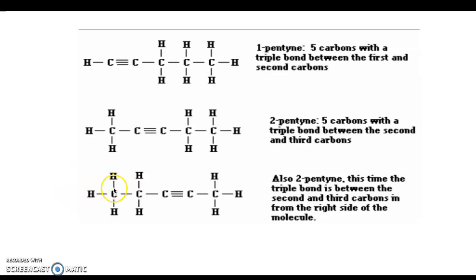If we look down here, 1, 2, 3, 4, 5, or 1, 2, 3, 4, 5. Again, the lowest number gives 2-pentyne. These two are the same molecule, they're just flipped 180 degrees. This is why it's important to count your carbons in both directions, because you always need to pick the lowest number carbon for the triple bond to occur on.